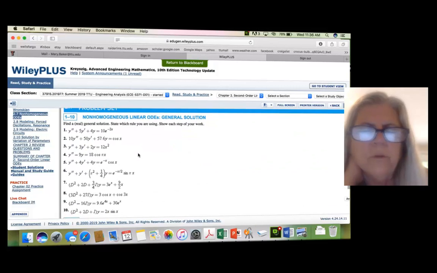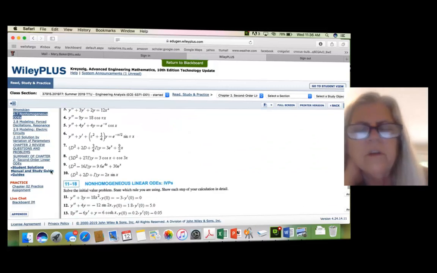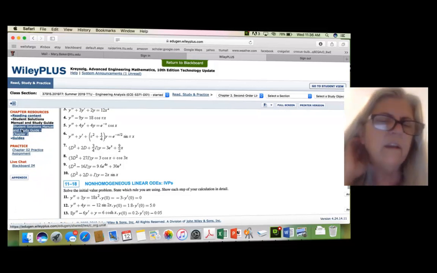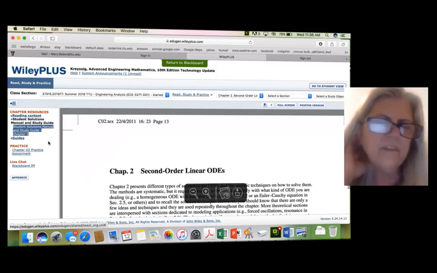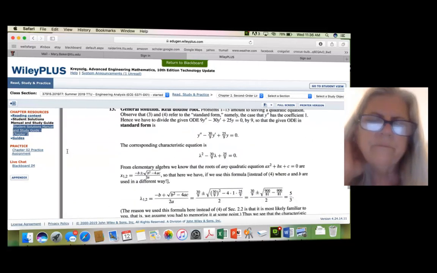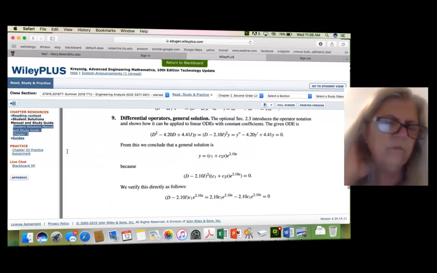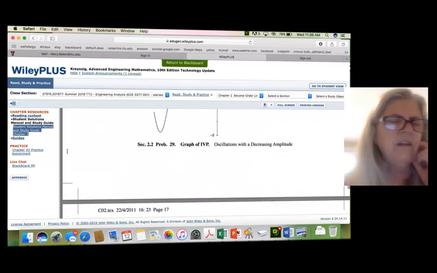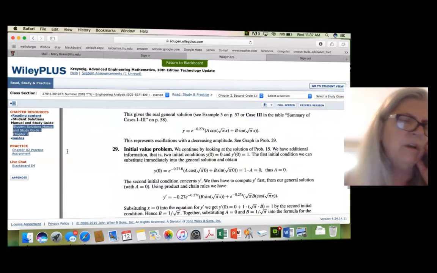So if you have a triple root, you would have a c3x squared, and so on. So I definitely expect you to have an understanding of how to do that. And then the sum rule, of course, is another important concept. Sections 8, 9, and 10, we did not cover.